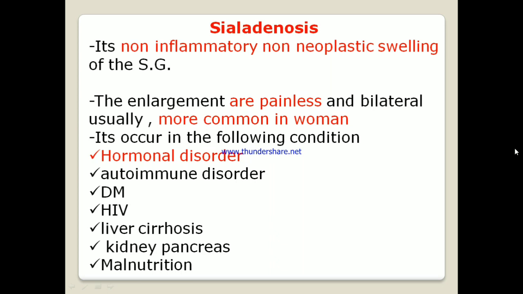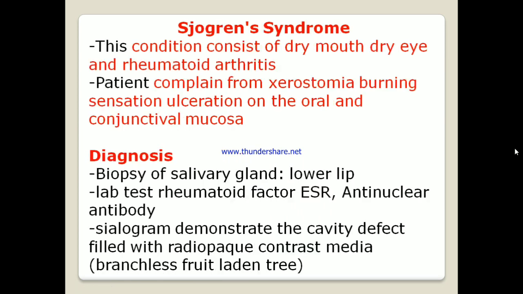Sialadenosis. It's a non-inflammatory, non-neoplastic swelling of the salivary glands. The enlargement is painless and bilateral, usually more common in women. It occurs in the following conditions: hormonal disorder, autoimmune disorder, DM, HIV, liver cirrhosis, kidney and pancreas disease, malnutrition, and Sjogren's syndrome. This condition consists of dry mouth, dry eye and rheumatoid arthritis. Patients complain of xerostomia, burning sensation, and ulceration on the oral and conjunctival mucosa.